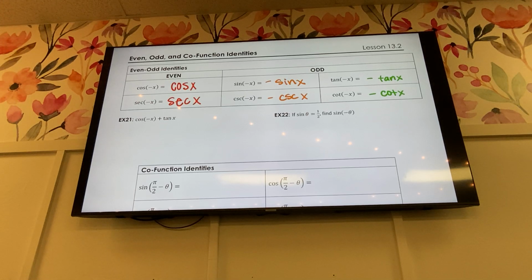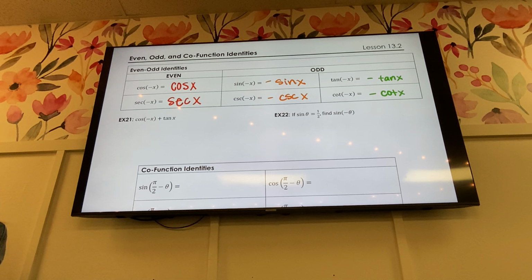Right, so we are going to talk about even, odd, and cofunction identities today. So we're just adding a couple identities, but the problems are really similar. We've already kind of talked about even, odd functions.